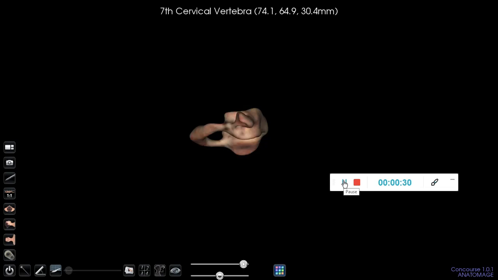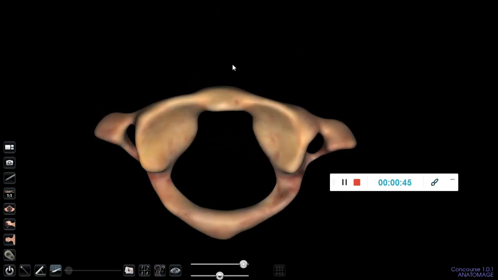So this is C1. This is your first cervical vertebra, also known as atlas. Looking from above, this is anterior up here. So this would be your anterior tubercle right here, and therefore this would be your posterior tubercle here. We have these facets right here. We call these facets. This would be your superior articular facet, and you have another superior articular facet over here.